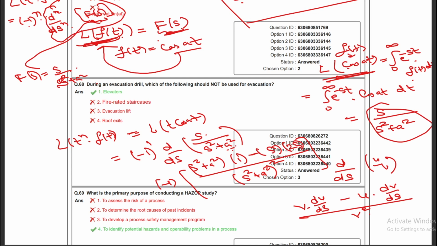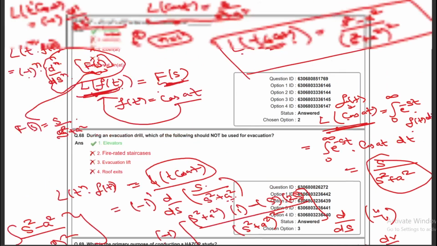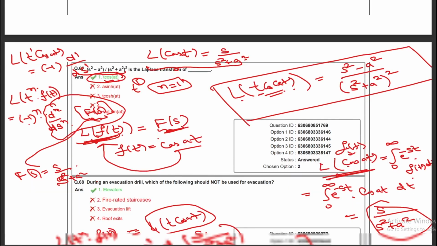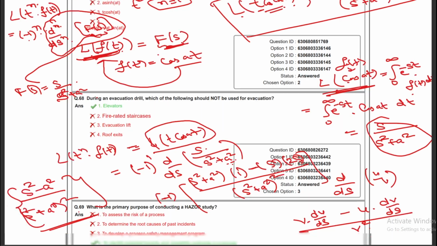Okay, so now you can solve this part within the square bracket, and there is also minus 1 outside, and at the end when you solve it completely, you will get s square minus a square over s square plus a square whole square. So this is the correct answer. So this is the Laplace transform of t cos at. So the answer should be the first one, correct. Okay, so I have to solve the next question also. Yeah, so I have to rub this part, you can note it.